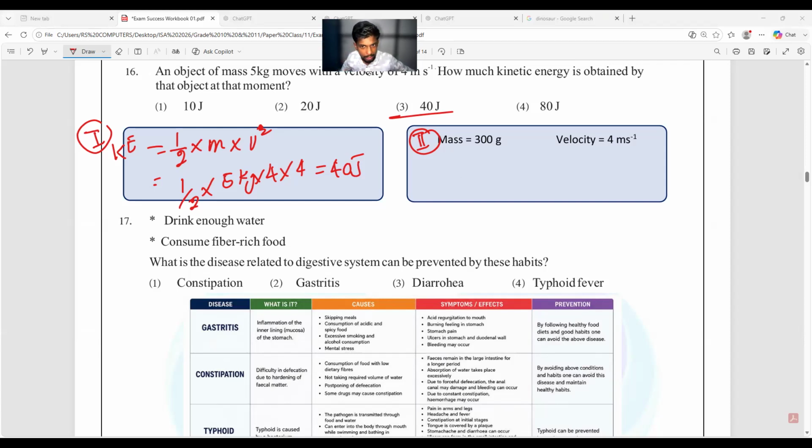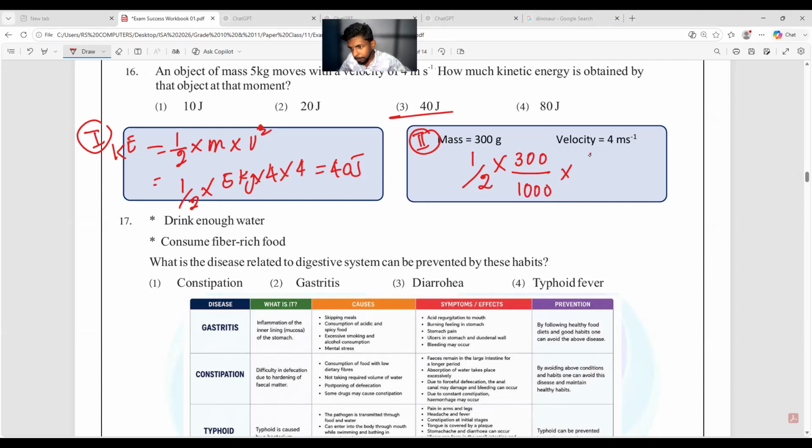They are given the value in grams, right? So we want to convert the grams into kilograms. Just look at the screen, how I'm going to do the question. Okay, half. Mass is equal to 300. But we can't put 300 here, because they have given the mass in grams. So we want to divide it by 1000.